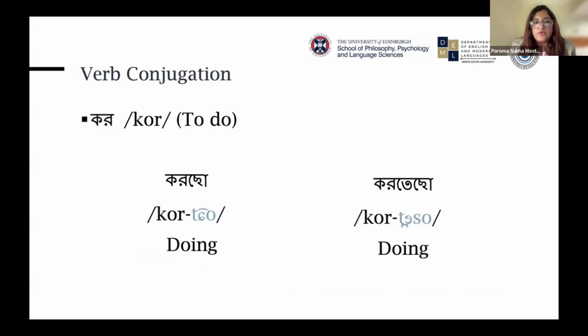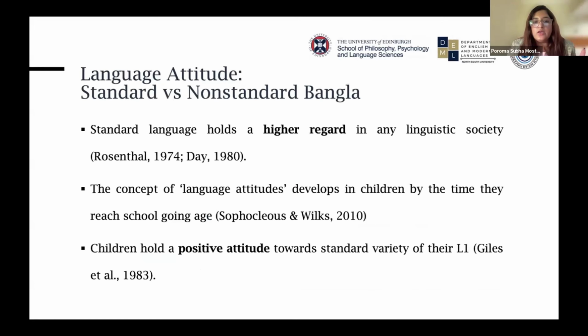Later, when we found out that there is a verb conjugation difference between the two varieties, we moved on to language attitudes in general. This just gives some previous studies done on other languages on how people view each of the varieties when you have two types of varieties in one particular language. And this is just reiterating what I just mentioned about the standard language having a higher regard.